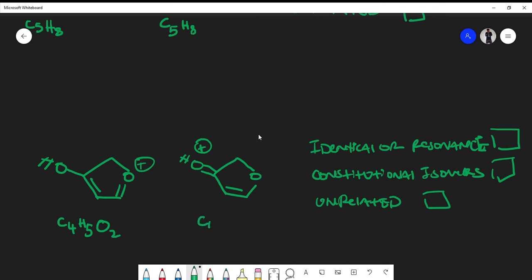What about over here? How many carbons do I have? I have 1, 2, 3, 4, so 4 carbons, C4. How many hydrogens do I have? I have 1, 2, 3, 4. I'm not drawing my hydrogens in, but you have to get used to organic chemistry being like this. So essentially we have 5 hydrogens again.